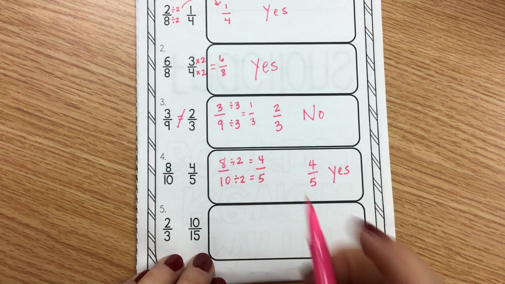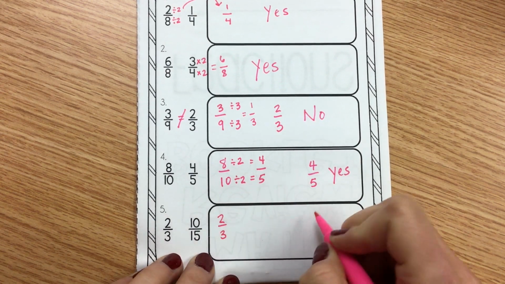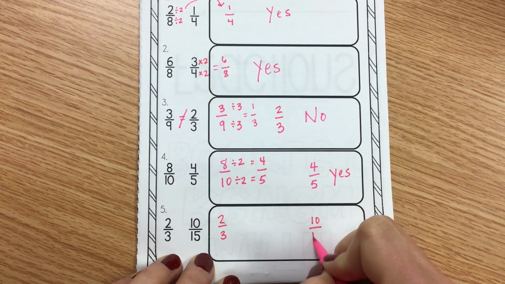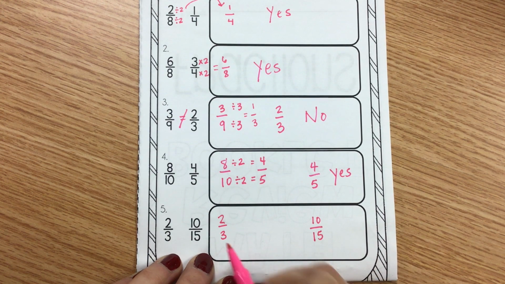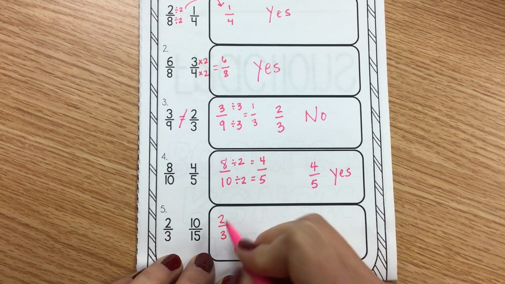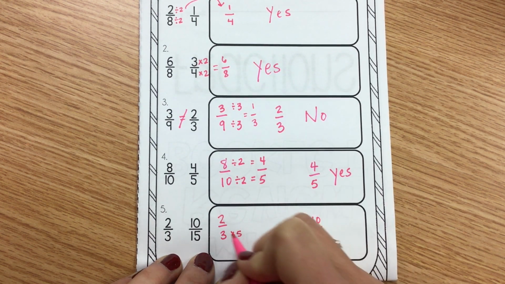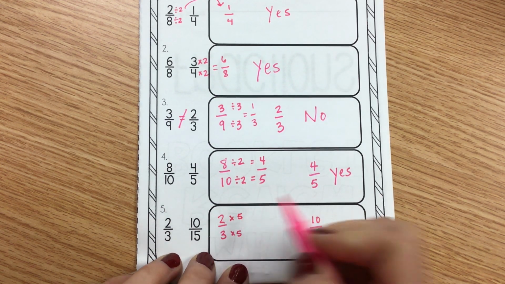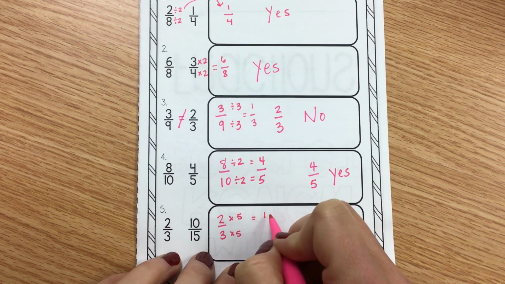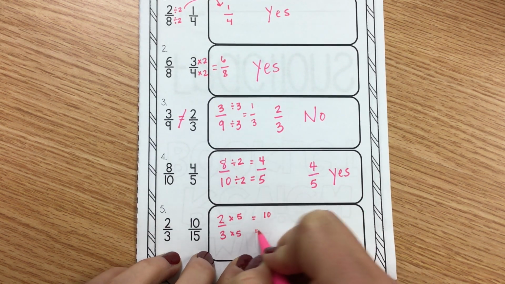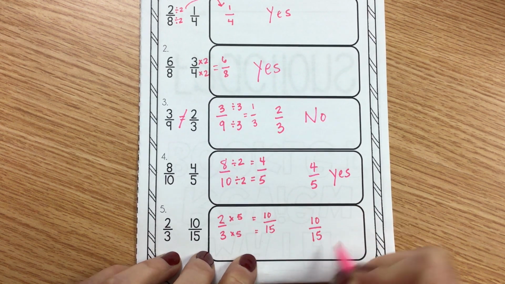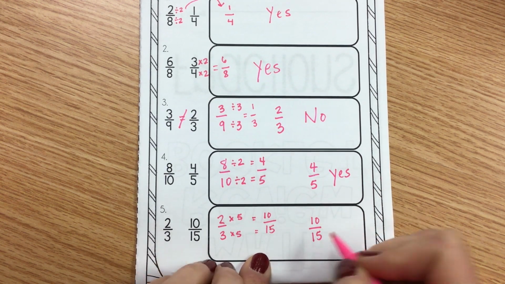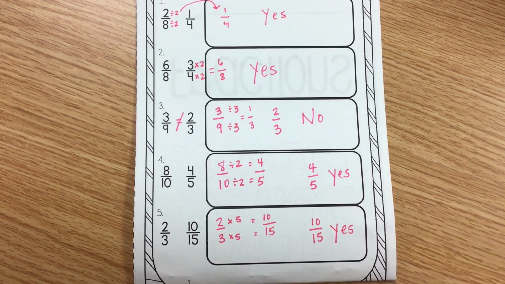Now problem number 5, I have 2/3 and 10/15. So what would I do to 3 to turn it into 15? Well, I'd multiply by 5. So what I do to the denominator, I do to the numerator. 2 times 5 gives me 10. 3 times 5 gives me 15. So are these equivalent? 10 over 15, 10 over 15? Yes.